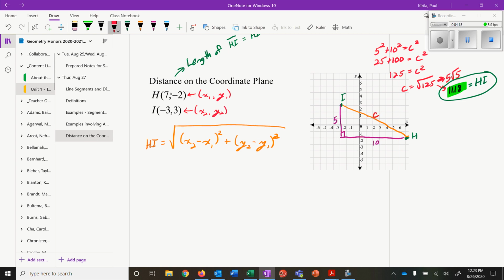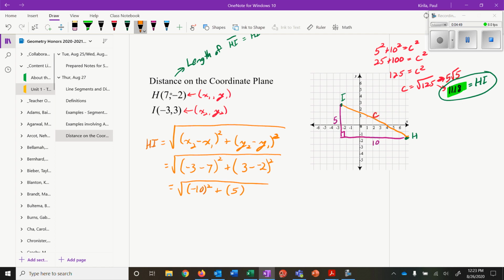It doesn't matter which one I call point number 1 and the other point number 2, as long as I'm saying, okay, one of them has x1 and y1, the other has x2 and y2. And then I just plug in these values. So I'll have the square root, x2 is -3 minus x1 of 7, and y2 is 3 minus the y1 of -2. If I start simplifying, I have (-10) squared.